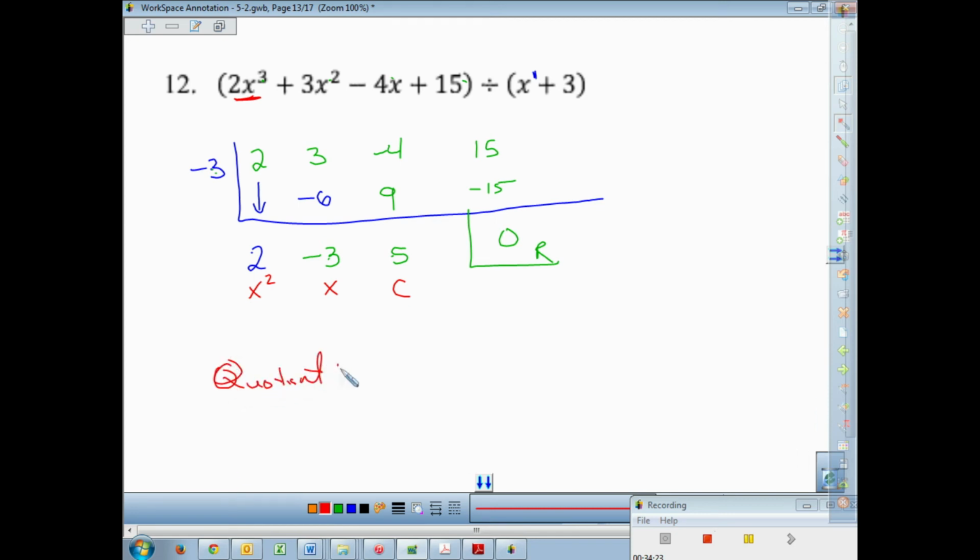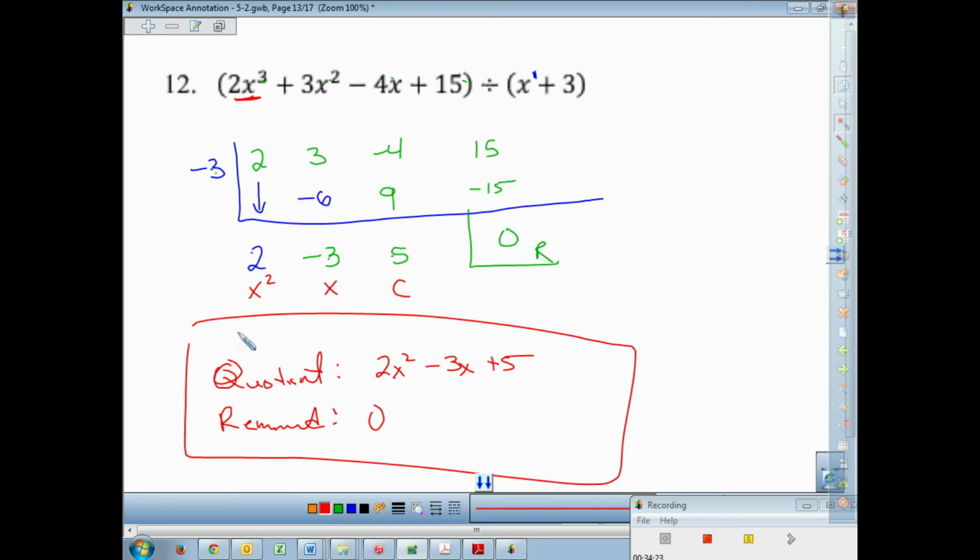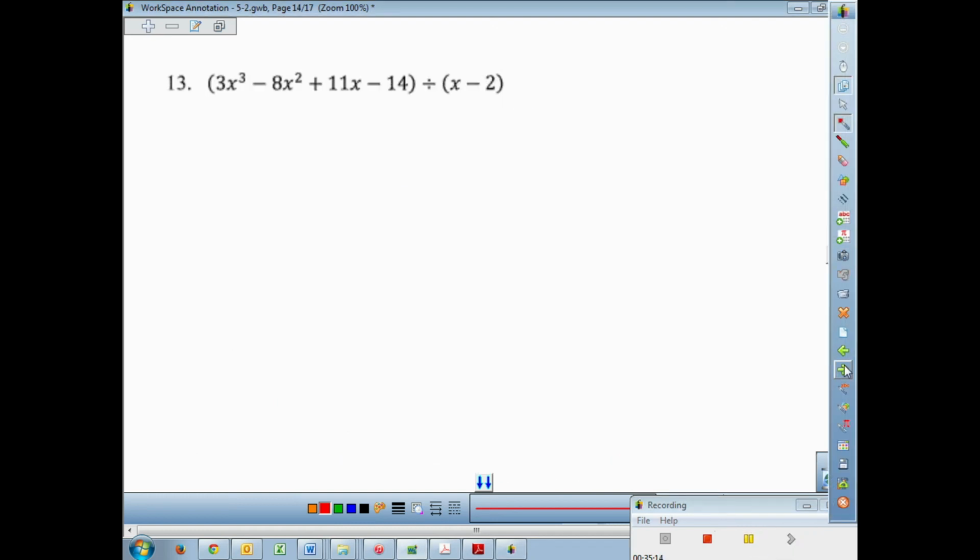What's our quotient going to be? 2x squared minus 3x plus 5, and then the remainder was what? 0. Nice? Yes. Good. See if you can set the next one up for synthetic division.